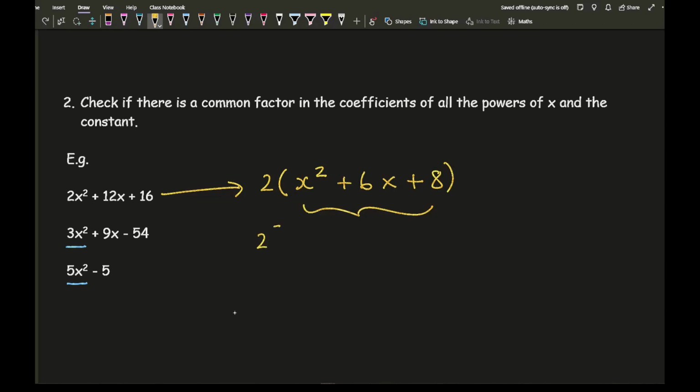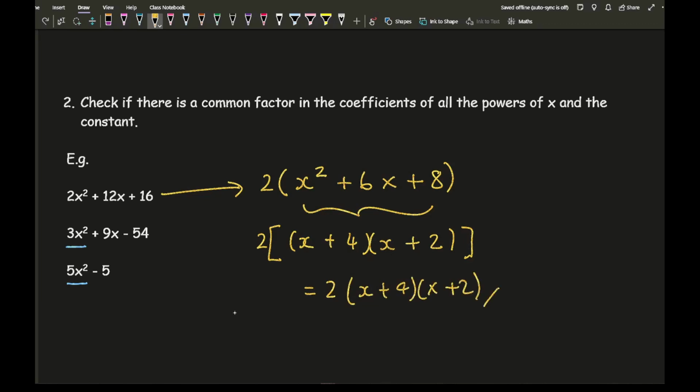So then I keep the 2 separate. And so I'm then thinking of two numbers that multiply together give me 8, added together give me 6. So that's going to be 4 and 2. I've got x and I've got x and I've got a plus and a plus, giving me a final answer of 2, x plus 4, x plus 2.